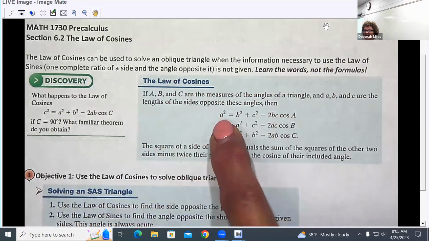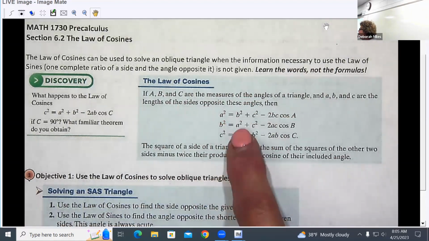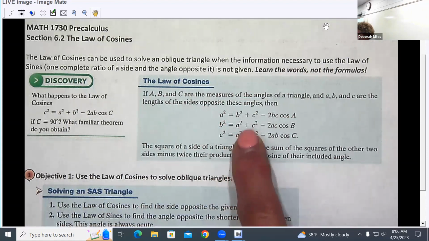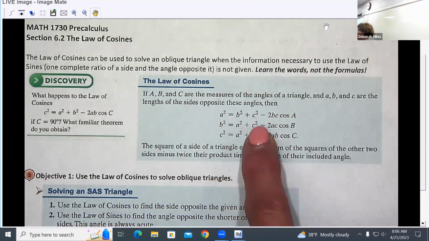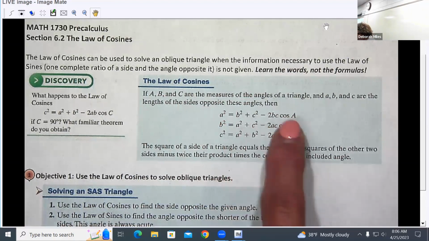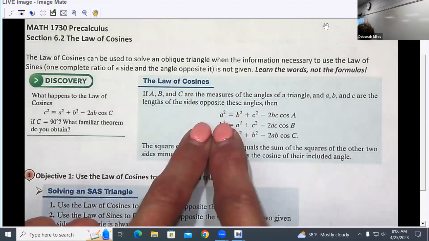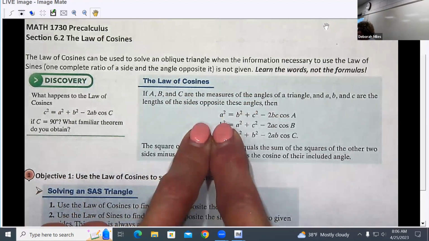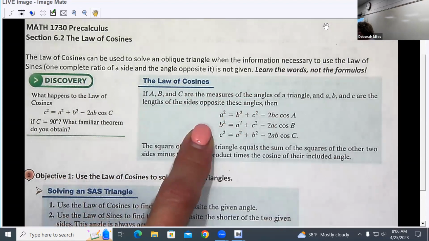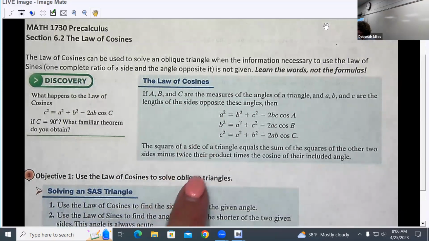If we have a squared on the left, then we're going to have the sum of the squares of the other two sides, the b squared plus c squared, right? Minus twice the product of b and c, and then cosine of whatever angle is opposite that side on the left-hand side. It really doesn't take 3 or 4 of these until you just get those words in your head, at least long enough for the test.